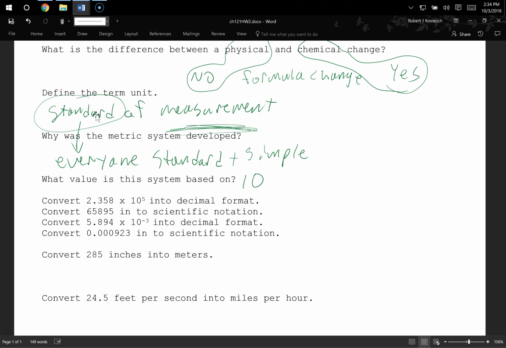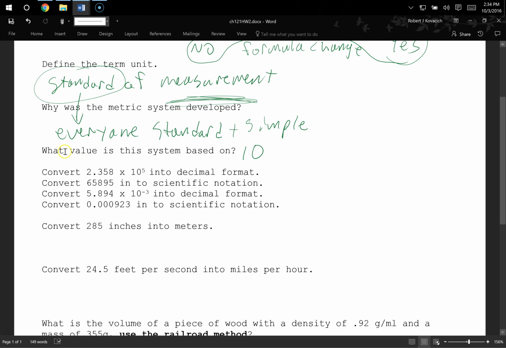It is a measurement. Okay, so decimal format on this one, I've got times 10 to the 5, so I'm going to take this thing and multiply it by 10 5 times. Every time I multiply it by 10, what happens? Move the decimal place to make the number bigger. So 2, 3, 5, 8.